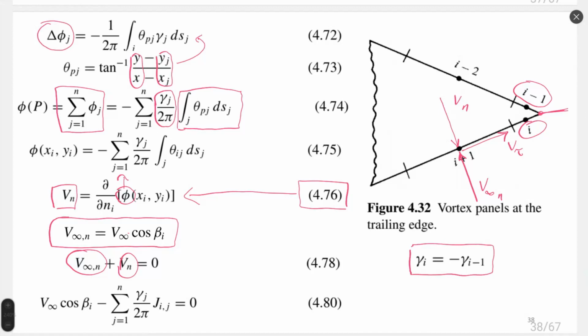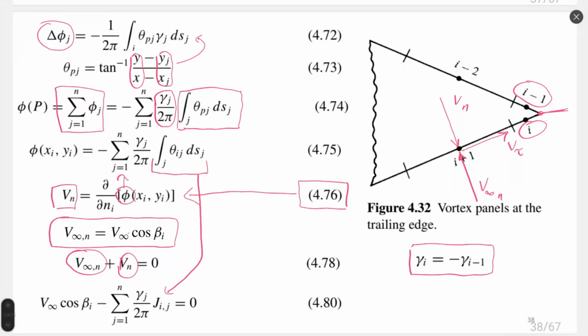Then, since the integral of theta ij ds is related only to coordinates, as you can see from equation 73, this integral is a constant value for each panel choice, I mean between one and the other panel, we will have just a constant in our equation. Instead of having an integral, it becomes just a value. And for each particular panel, we can write this balance of velocity.